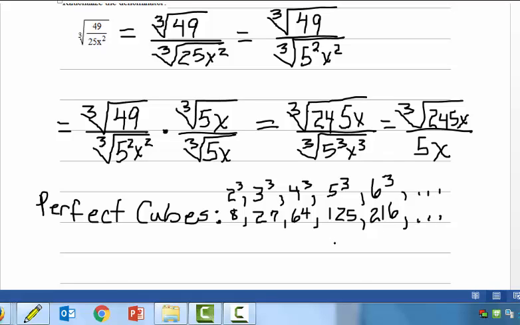And my question is, do any of these numbers divide evenly into 245? Does 8? No. Does 27? No. Does 64? No. Does 125? No. Does 216? No. And then the next perfect cube would be too large. It would actually be larger than 245. So this is my simplest answer and my final answer.